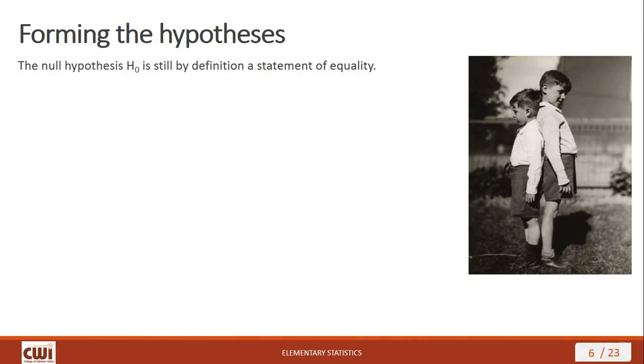We're going to look at forming the hypotheses for our hypothesis test. As always, the null hypothesis, H0, is by definition a statement of equality. So we can write that the population mean for the first population is equal to the population mean for the second population, mu1 equals mu2. But if we subtract mu2 from each side of this equation, we're left with the algebraic equivalent, mu1 minus mu2 equals 0. So sometimes you'll see the null hypothesis expressed one way, sometimes you'll see it the other, but it doesn't matter, they're saying the same thing.